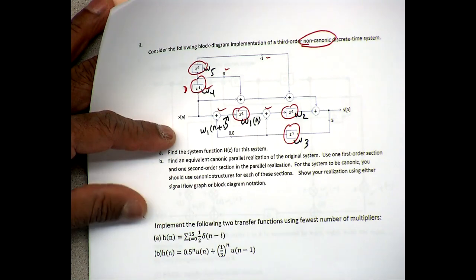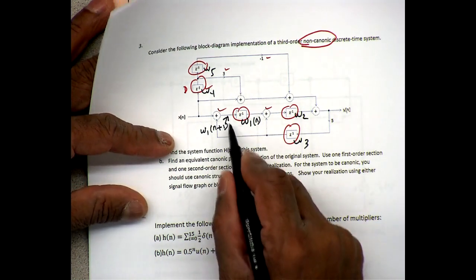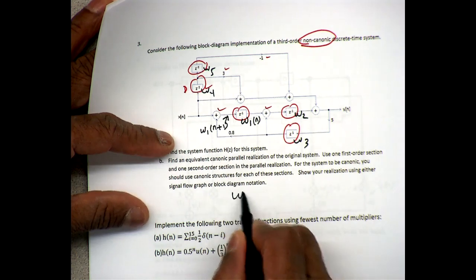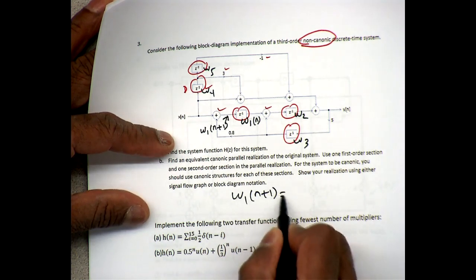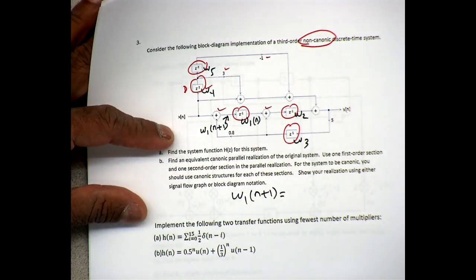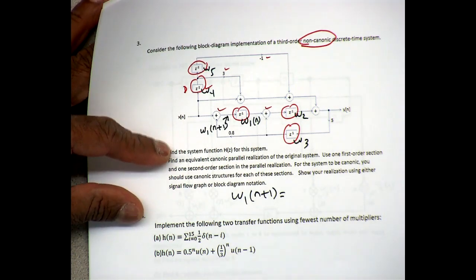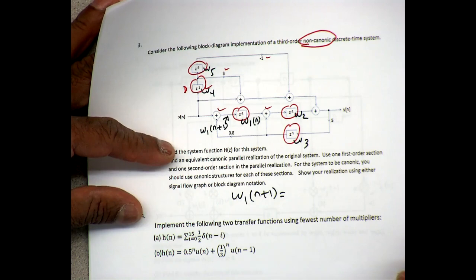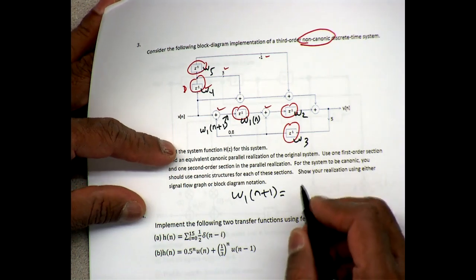That's going to be W1 n plus 1. So if I just want to write one equation, we could say W1 n plus 1. Maybe I will give this as a homework problem for next week, to write the state variable descriptions, because although it's not in the book, I do want you to be familiar with describing digital filters by state space representations.